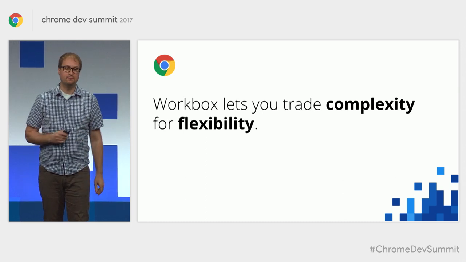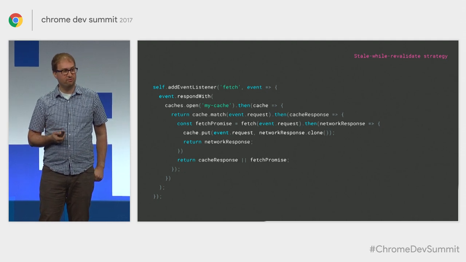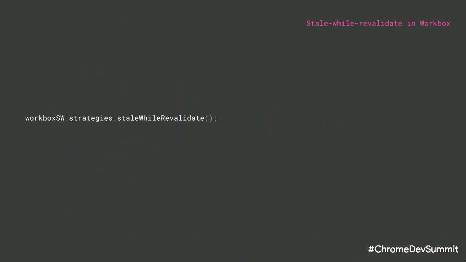So here's an example. Let's go back to that previous slide with the code for a stale while revalidate strategy. Workbox offers the same behavior in a single line of code. So that's a pretty clear example of Workbox handling complexity for you. But I also mentioned flexibility, and that's where Workbox really shines.